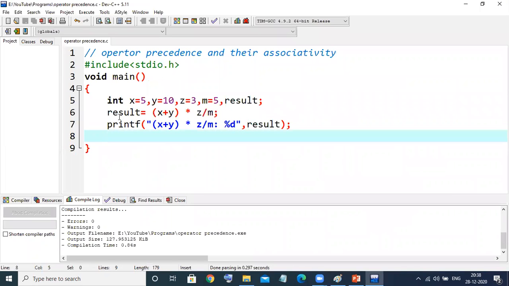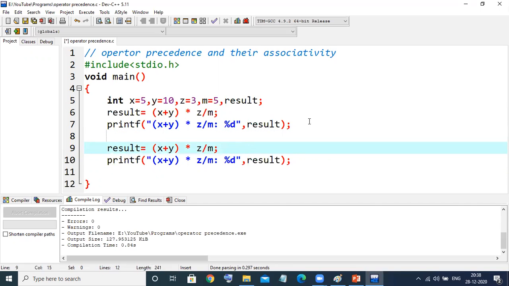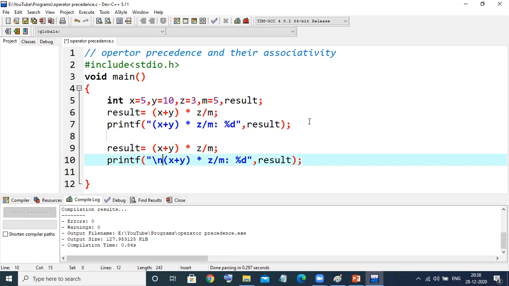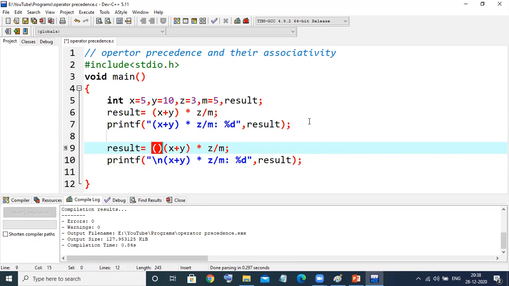Let us change somewhat here. We'll change some brackets. Okay, the second expression we'll see. Here, a small difference: we'll put one more bracket here, one bracket here and then one bracket here. Now tell me the result. I have just taken one more bracket here. That's all.